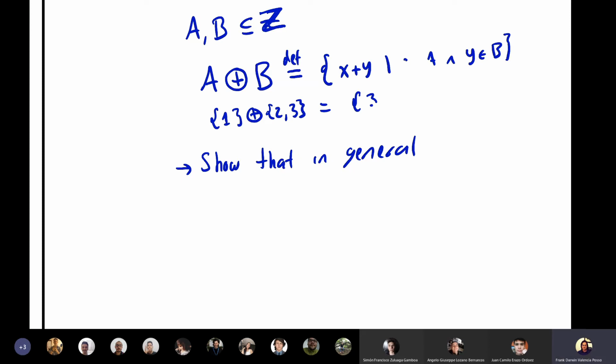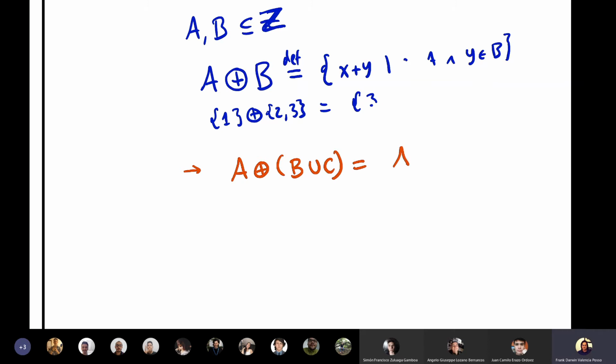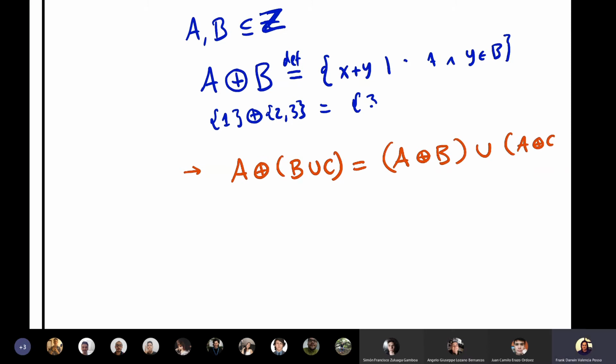But I want you to show that in general, well, actually, I'm going to put something simpler. First, this is always the case. It's the same as what you saw before. A plus B union A plus C. That means that the plus operator distributes over union.